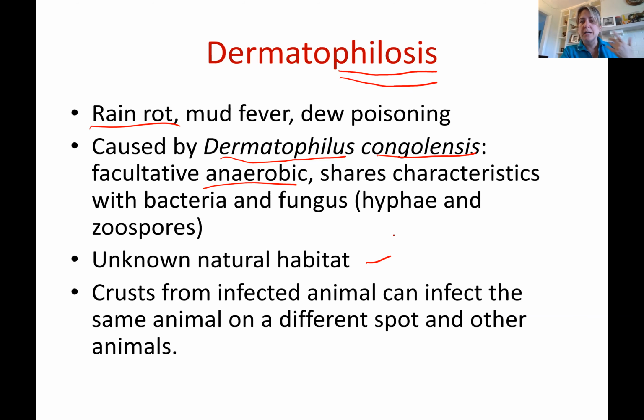And then when the environment becomes too rainy, too much rain, the horse is not being groomed, not getting a chance to be dry, and the skin is too wet, it becomes easier to cut, because it becomes more flexible and more moist. Then any kind of little lesion can become the area where that bacteria is going to proliferate. So cut crusts from an infected animal can infect the same animal in a different spot or other animals.